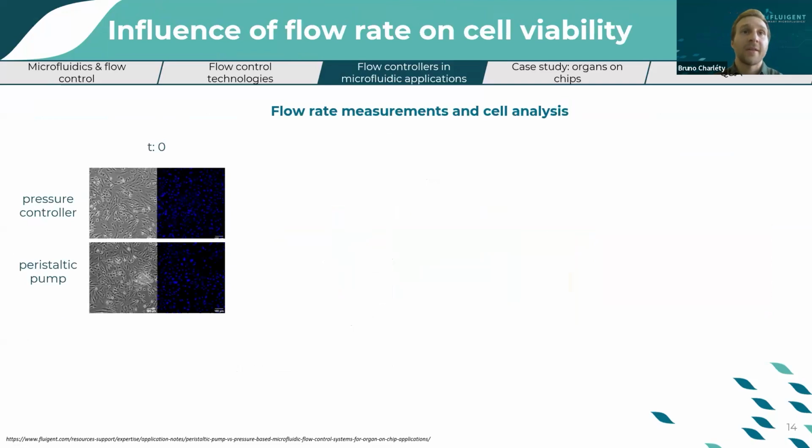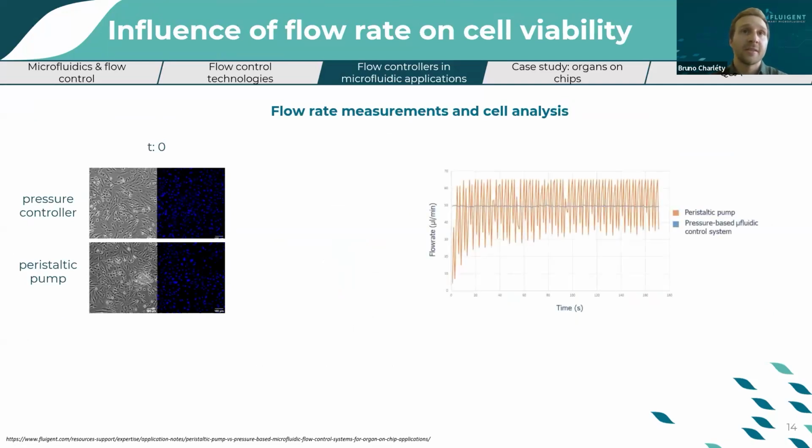So let's have a look at the results. As you can observe at the beginning, before implementing flow rates, the cells are well adhered with already high cell confluency. So they are well spread, which suggests a great cell viability. So the cultures are now connected to the pumps and the flow rate is implemented.